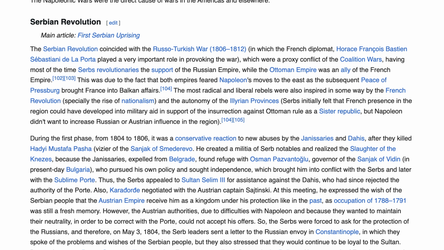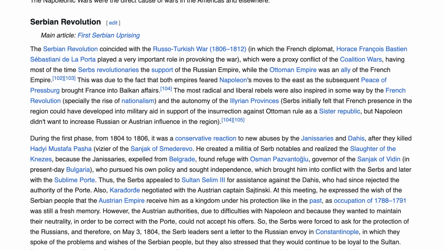This was due to the fact that both empires feared Napoleon's moves to the east, as the subsequent Peace of Pressburg brought France into Balkan affairs. The most radical and liberal rebels were also inspired in some way by the French Revolution, especially the rise of nationalism, and the autonomy of the Illyrian provinces. Serbs initially felt that French presence in the region could have developed into military aid in support of the insurrection against Ottoman rule as a sister republic, but Napoleon didn't want to increase Russian or Austrian influence in the region.